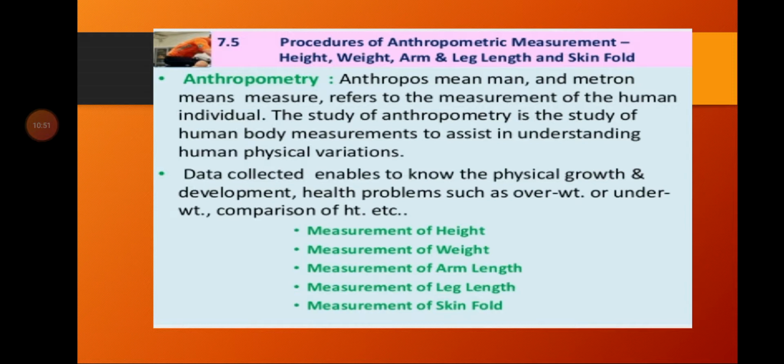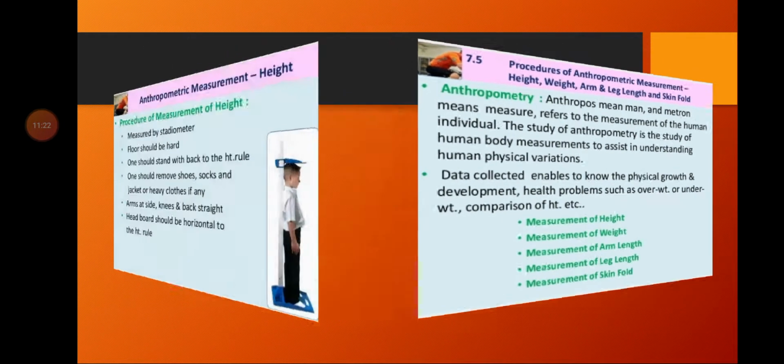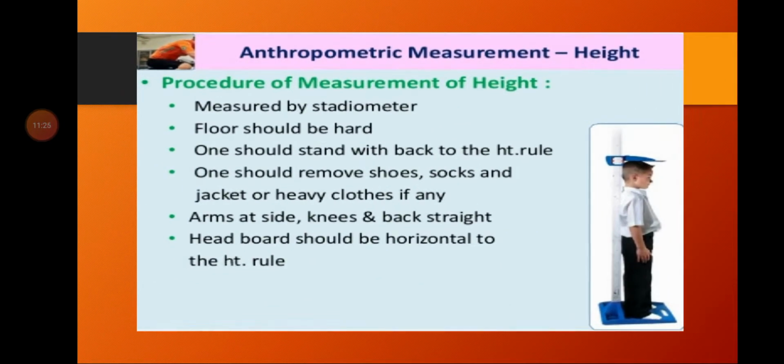The study of anthropometry is the study of human body measurements to assist in understanding human physical variations. Data collected enables us to know the physical growth and development, health problems such as overweight or underweight, comparison of height, etc. So they include measurement of height, weight, arm length, leg length and skin fold. Anthropometric measurement of height.